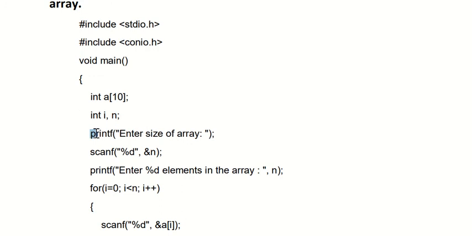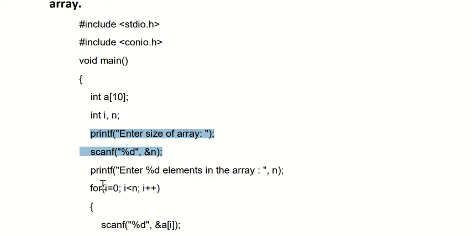Now first of all we are asking user to enter the size of the array. It means we are asking user how many numbers you want to enter. Like if I say 5, I want to enter 5 different numbers. If I say 10, I want to enter 10 different numbers. So let's say for example I say 5. After that, obviously I have to enter 5 different numbers, and I have to store those 5 numbers in an array. So here we require a for loop also.